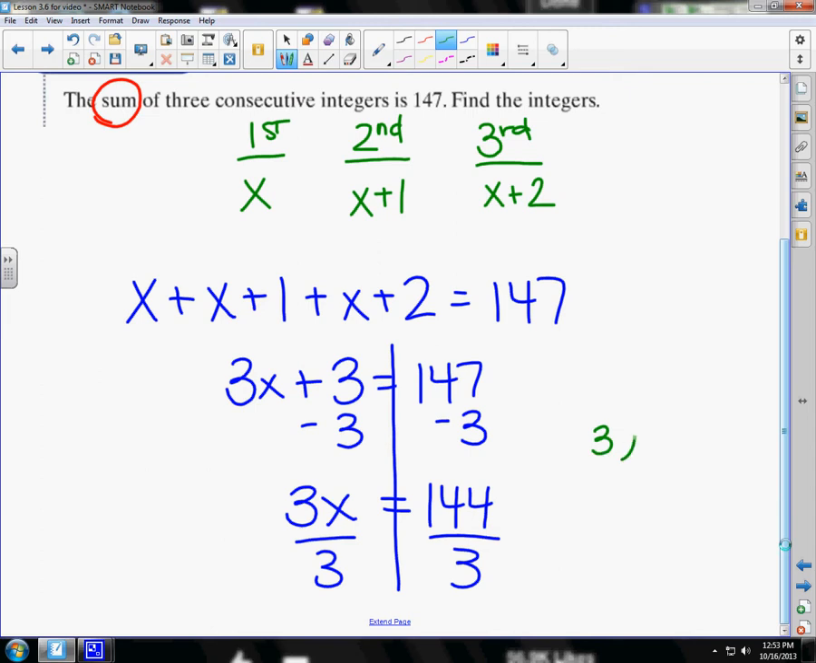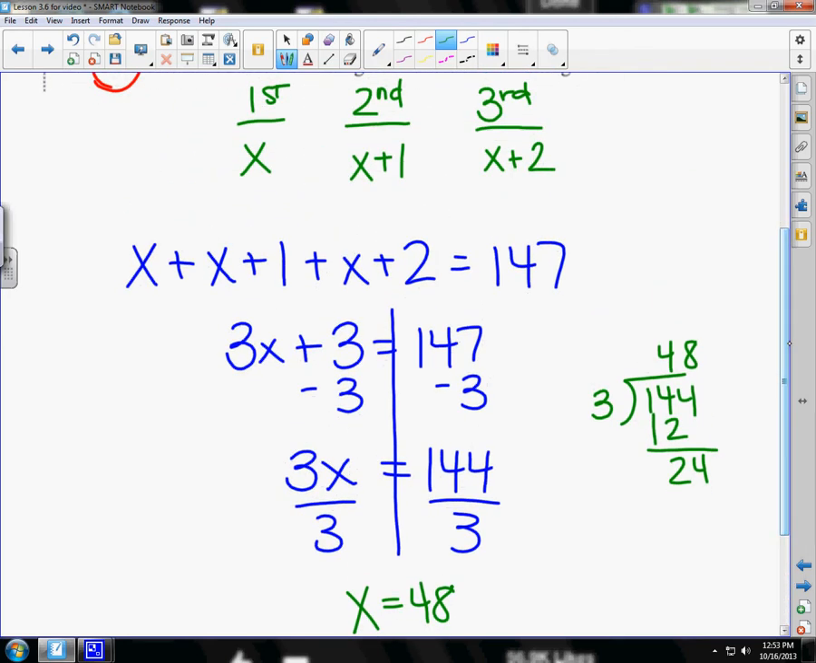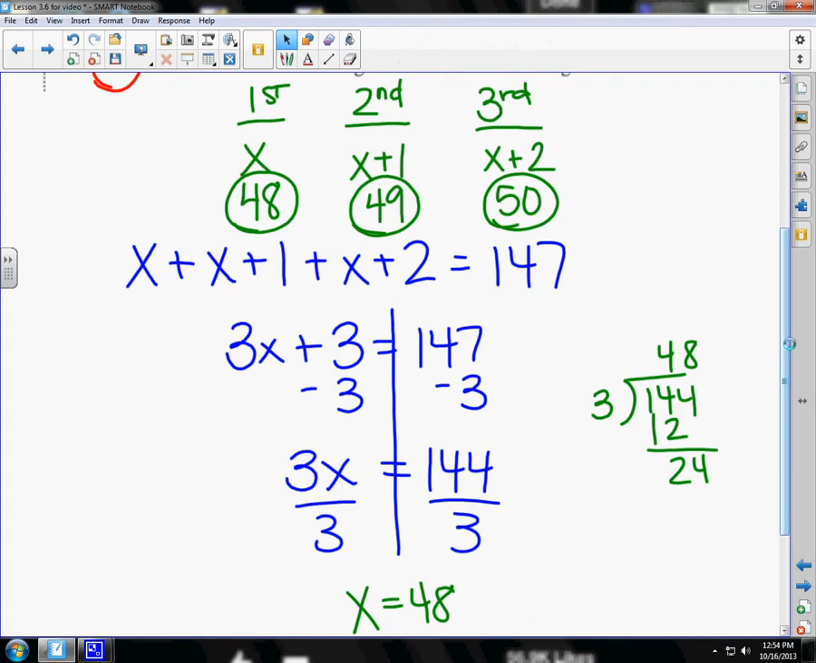I don't know what that is. 144 divided by 3. Well, 3 goes into 14 4 times, which is 12. And then I have 24. 3 goes into 24 8 times. So my first integer, so if I put x equals 48, that's my first integer. So if I scroll back up, that's this number right here. Well, 48 plus 1 is 49, and 48 plus 2 is 50. So these are my 3 consecutive integers, 48, 49, and 50.